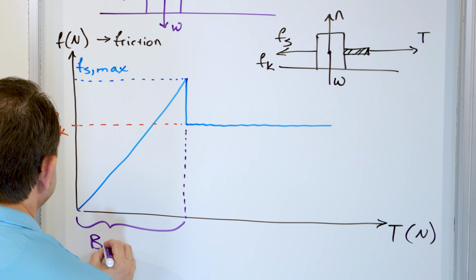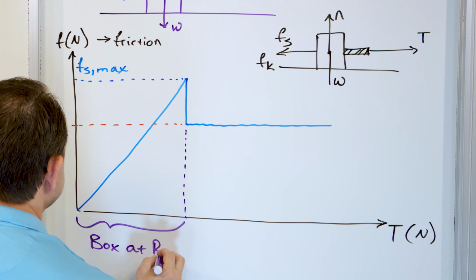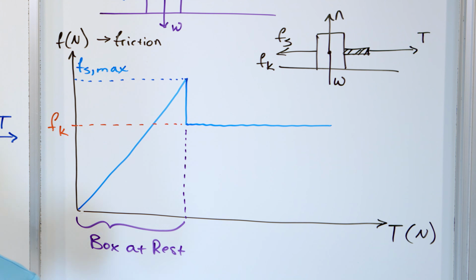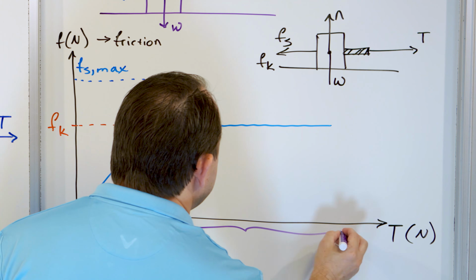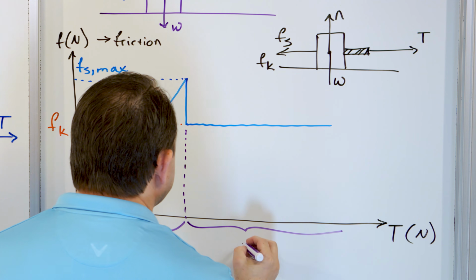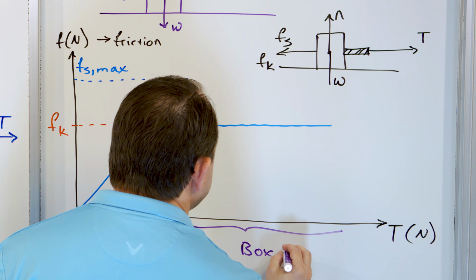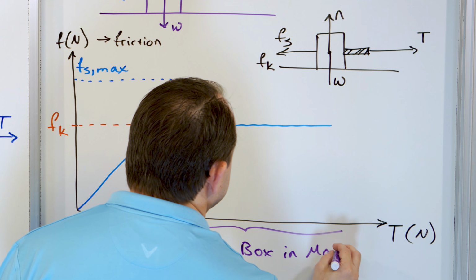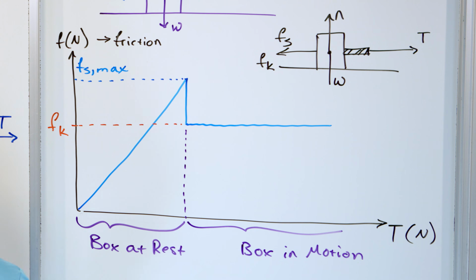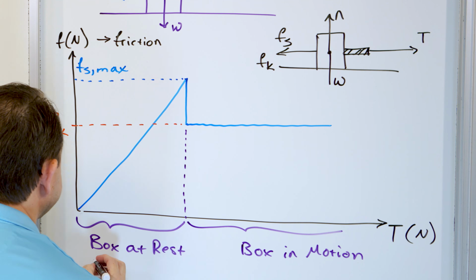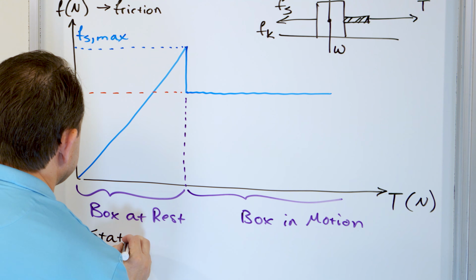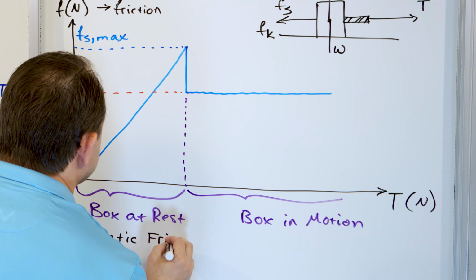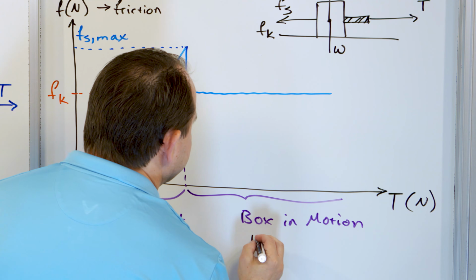The box is at rest, right? And over here in this region, as long as I pull bigger than that critical value, the box is in motion, right? So this was called static friction. And this was called kinetic friction.